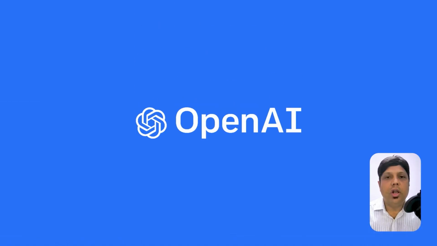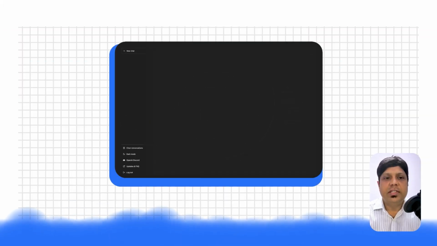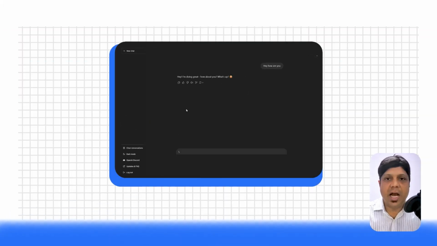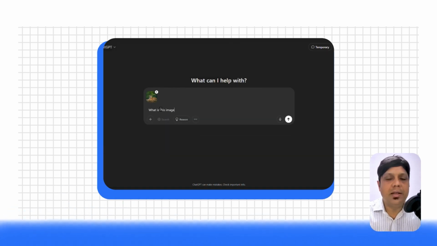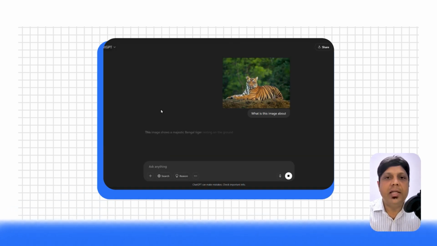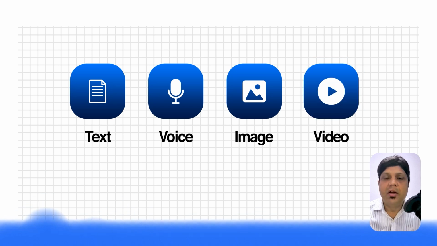So if you could recall, when ChatGPT was released, it could only process text in, text out. But nowadays, most models are multimodal. What do we mean by multimodal? They could actually process multiple modalities. They could process text, they could process voice, they could process images as well as the videos.